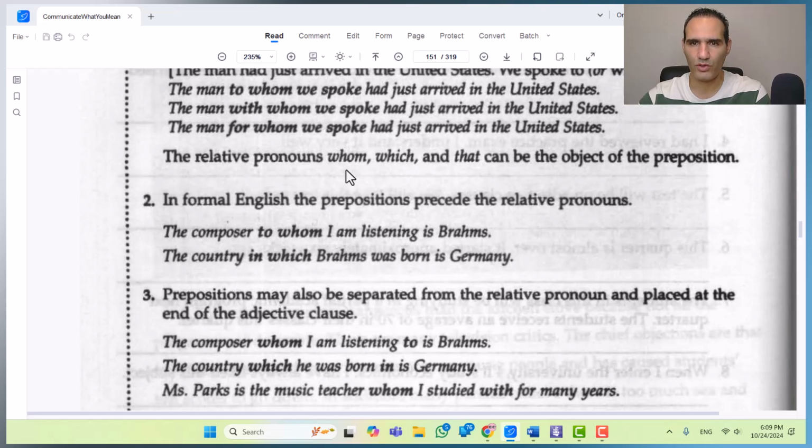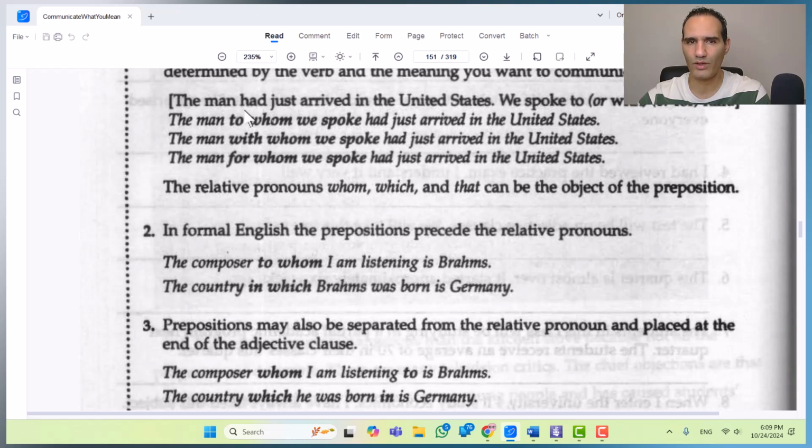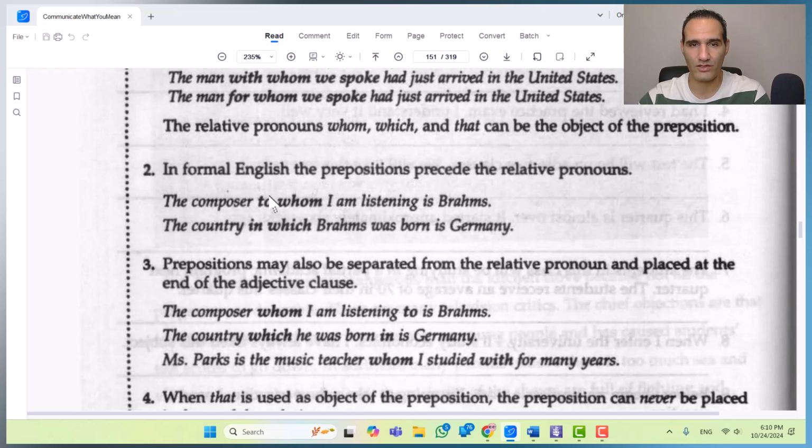So the relative pronouns whom and which can be preceded with a preposition. If you bring the preposition before the relative pronoun, for people only whom, and for objects only which. So I repeat myself. If you bring the preposition before the relative pronoun, for people only whom, for objects only which. That can be used, but the relative pronoun is not preceded with a preposition, as you see here.